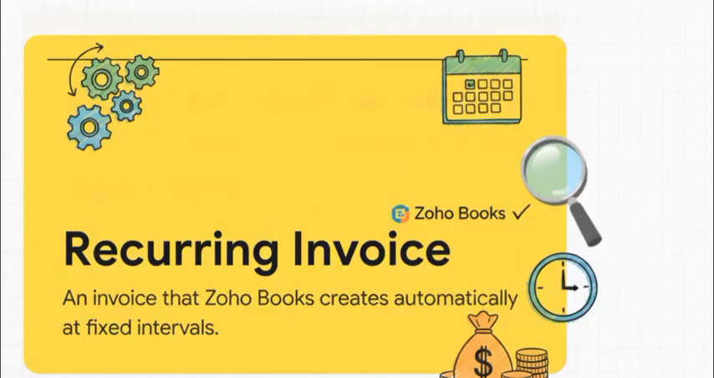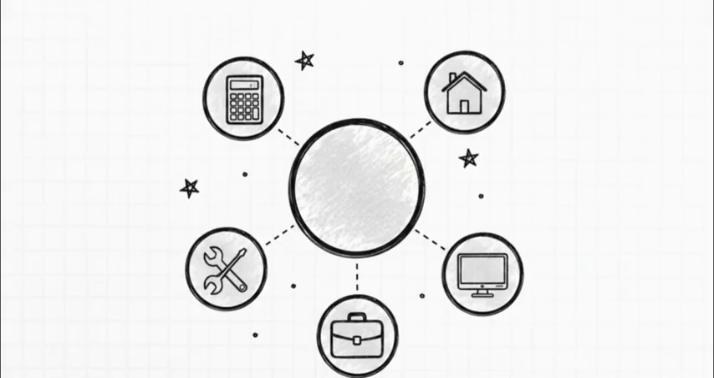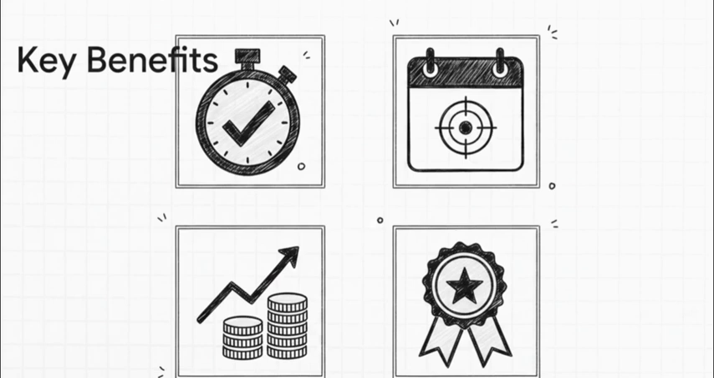The fix? Recurring invoices. Zoho Books literally creates and sends them automatically on a fixed schedule. This is absolutely perfect for predictable stuff: rent, software subscriptions, or regular consultancy retainers. The perks? Massive. You save time, dodge missed bills, lock in cash flow, and look super professional.